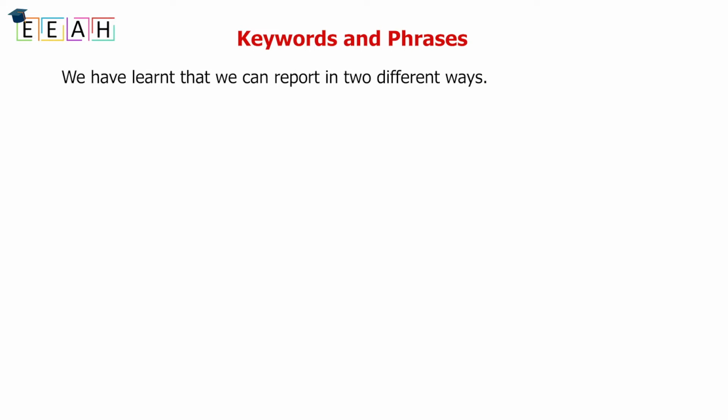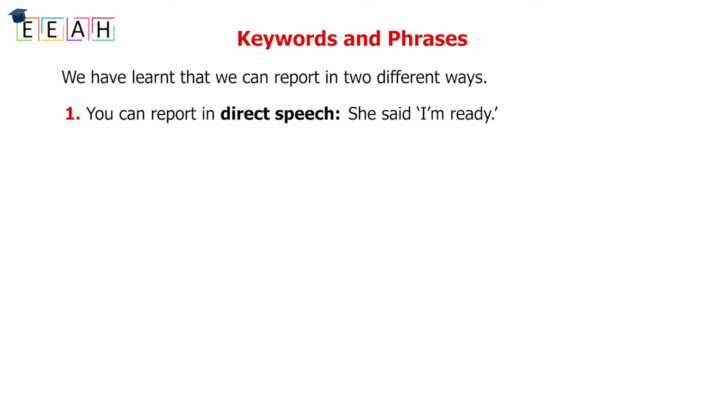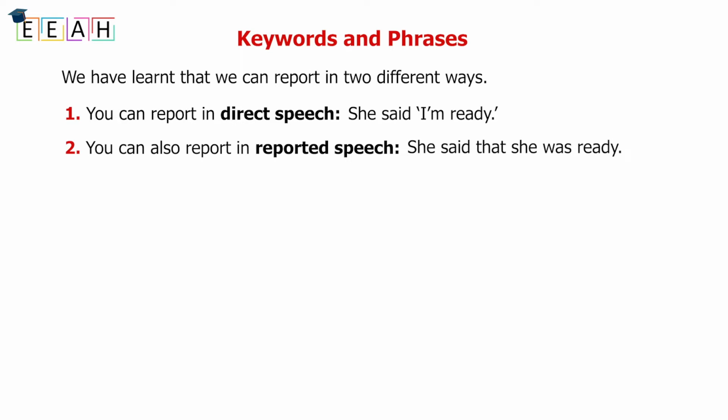Let's have a look at today's keywords and phrases. We have learned that we can report in 2 different ways. Number 1, you can report in direct speech. For example, she said, "I'm ready." Number 2, you can also report in reported speech. For example, she said that she was ready.